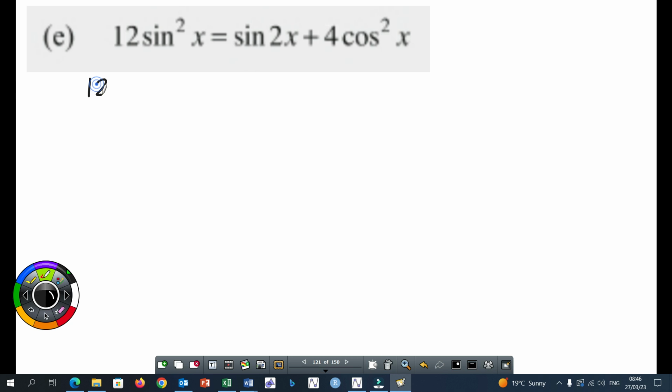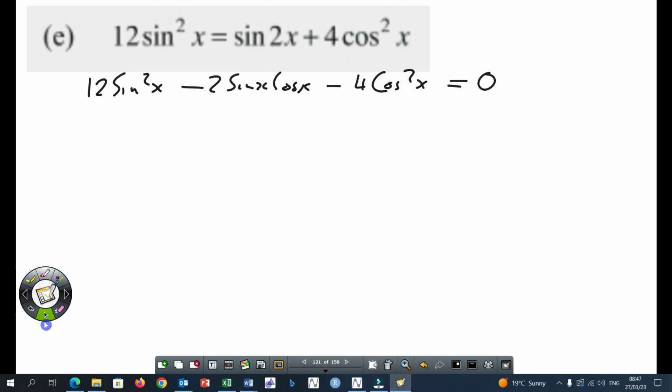So this will be 12 sine squared x. Now, this one here we are going to convert, so it will be 2 sine x cos x minus 4 cos squared x equal to 0. Because of this term here, I may not have to convert that cos squared x to sine squared x. I have to factorize it like that.